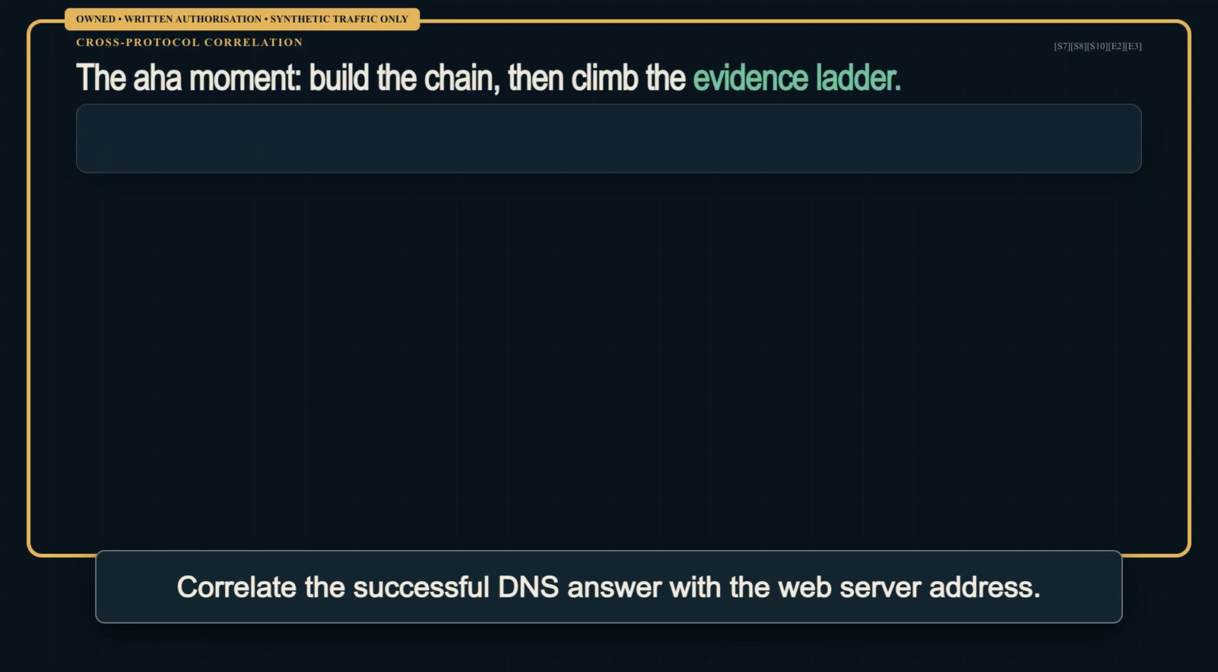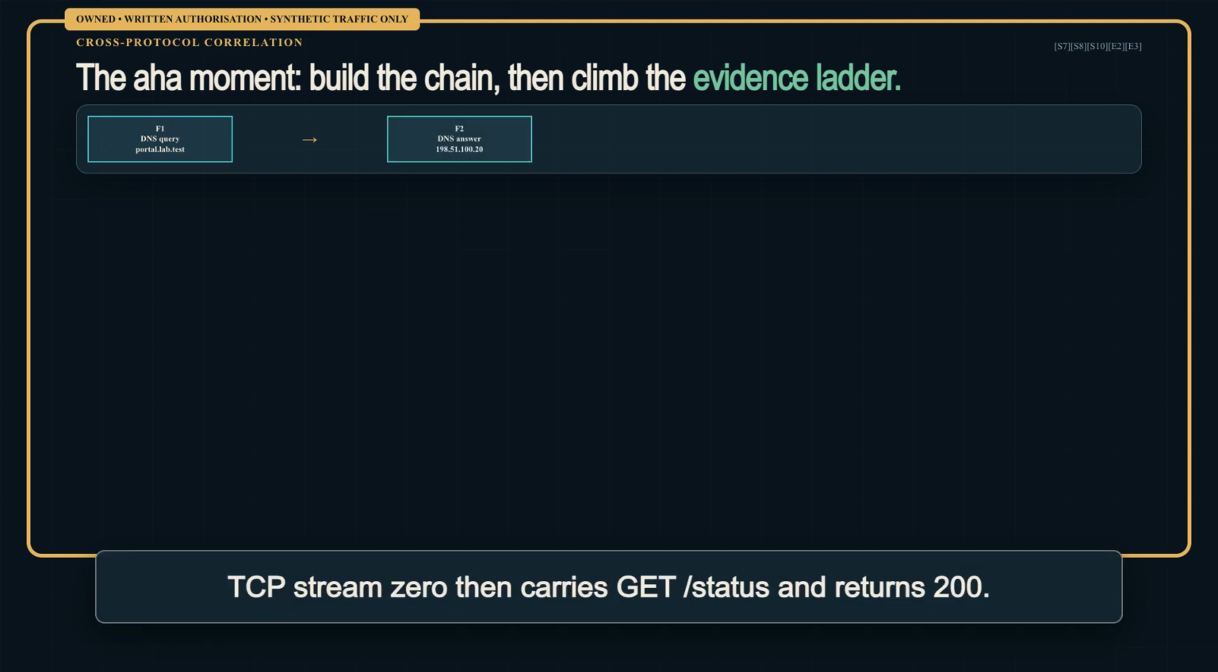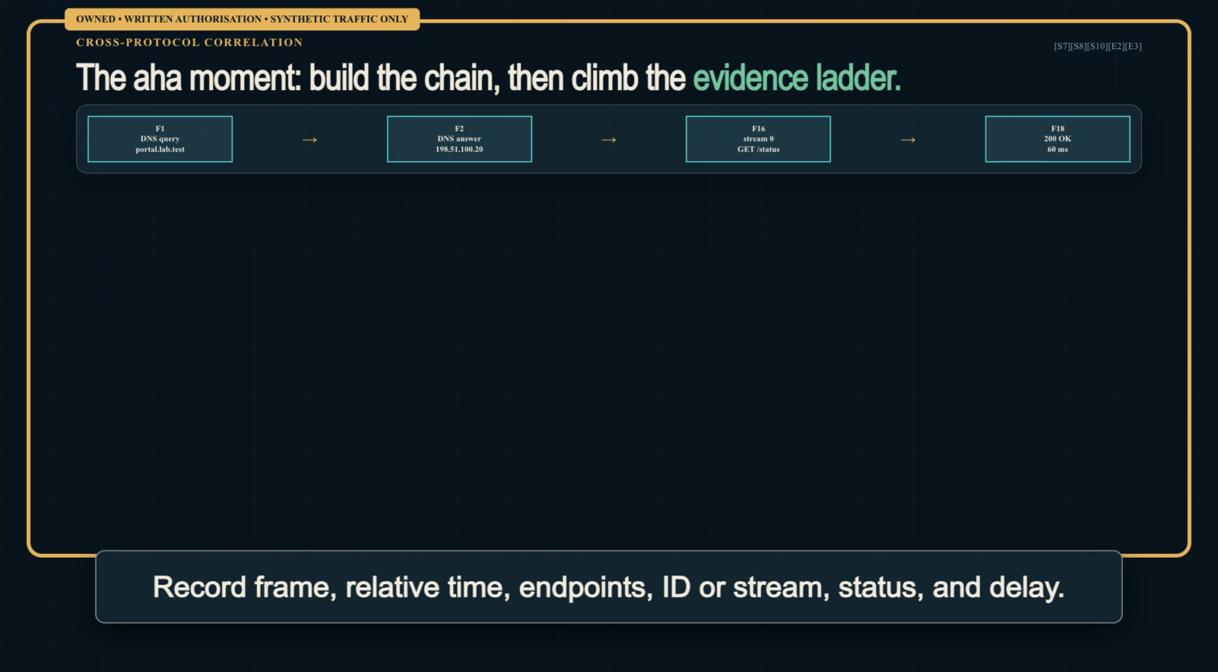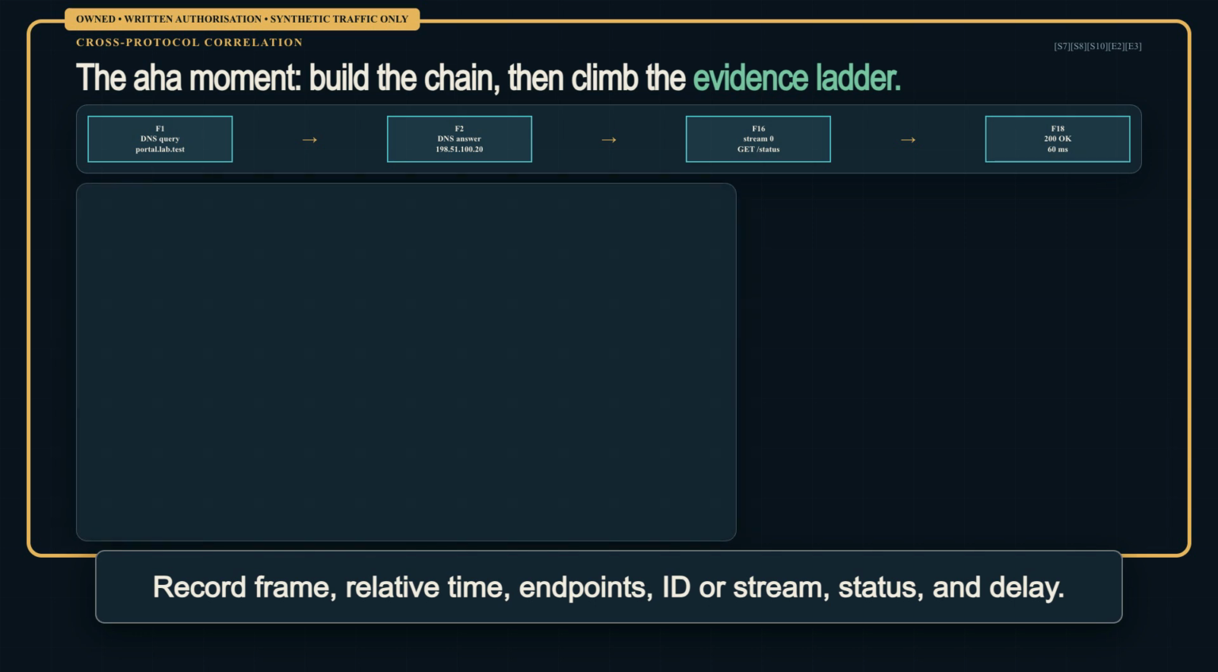Now correlate across protocols. The successful DNS transaction for portal.lab.test resolves to the synthetic web server. Then TCP stream 0 carries GET /status to that address and returns 200. Streams 1 through 3 carry the missing paths and return 404.